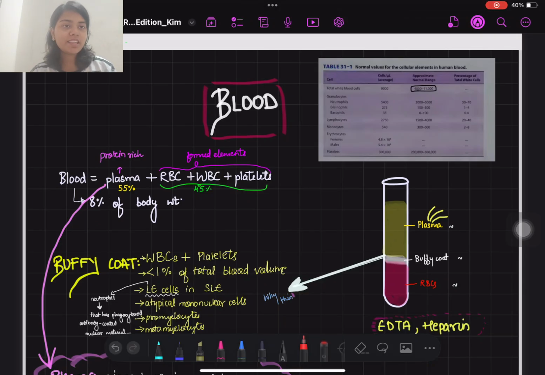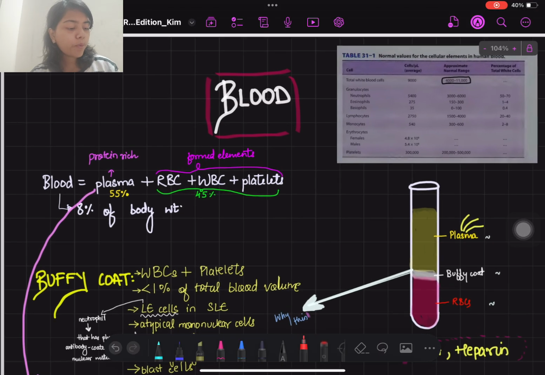So now we'll be beginning with the first video of blood physiology, which will be about the introduction to blood physiology. What questions can be asked? The questions that can be asked are the normal range of each of the blood cells, and the various components of blood like plasma and the various cells, and how much percentage of blood they occupy. So these are the questions that can be asked. Mainly this is an introductory video.